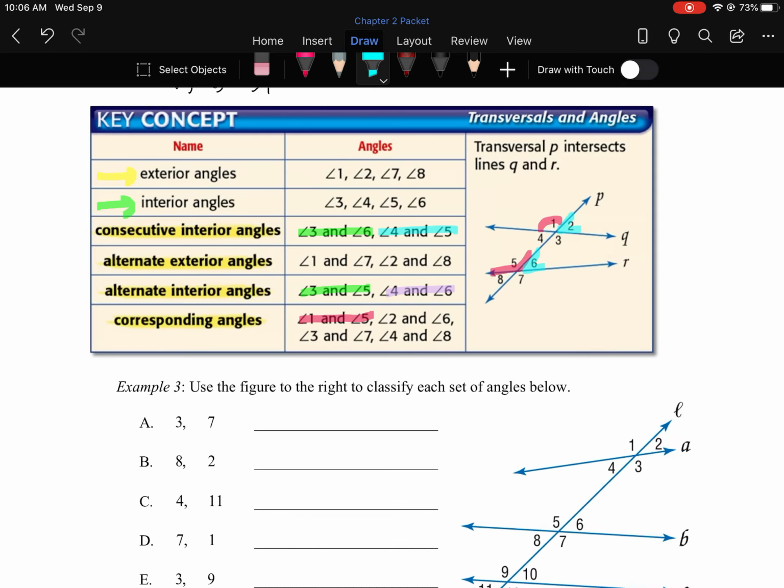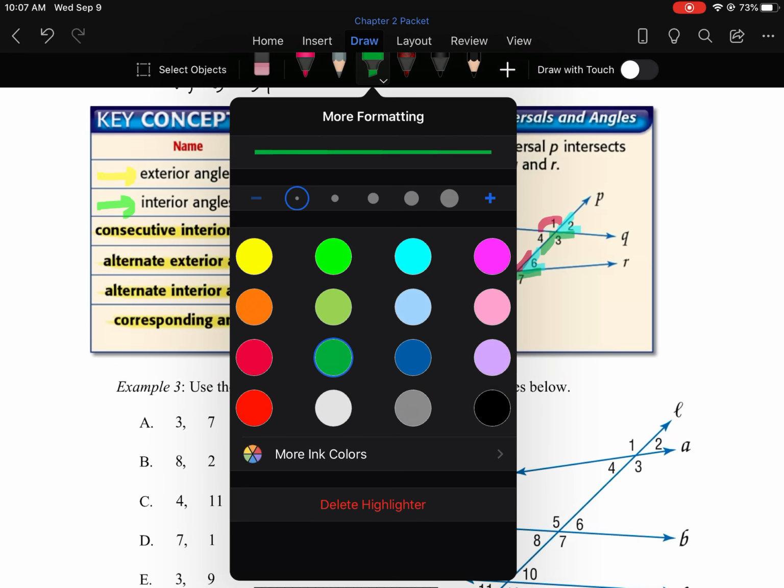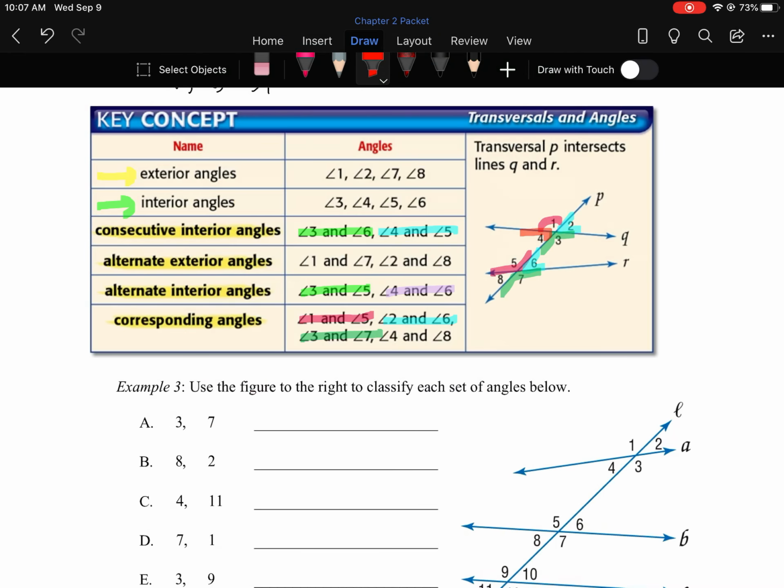2 and 6, because they're both in the top right, they go together. 3 and 7, because they're both in the bottom right. And last but not least, we have 4 and 8, because they're both in the bottom left. All right, so it's really going to take some practice for you guys to get to know these, understand them, and just get used to all the positions.